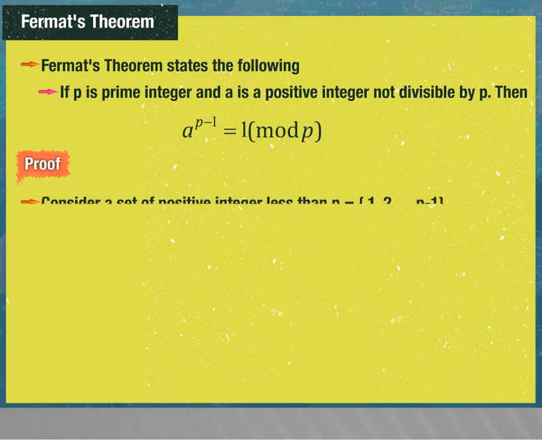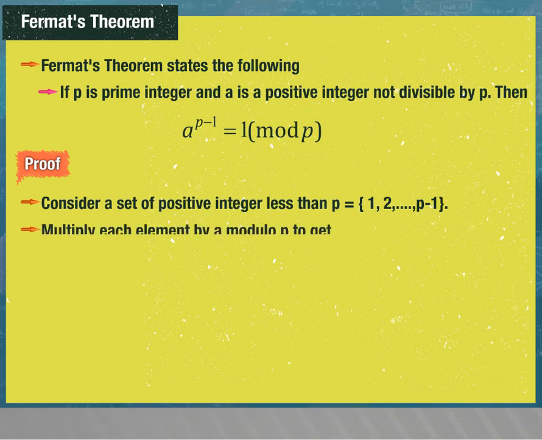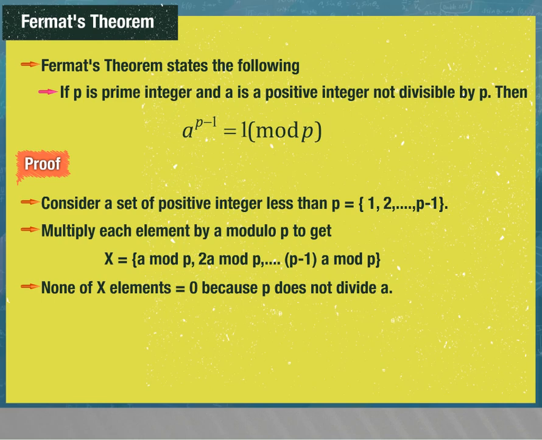Proof. Consider a set of positive integer less than p is equal to set 1, 2 and so on up to p minus 1. Multiply each element by a modulo p to get x is equal to set a mod p, 2a mod p and so on up to p minus 1 a mod p. None of x elements is equal to 0 because p does not divide a. No two of the integers in x are equal.